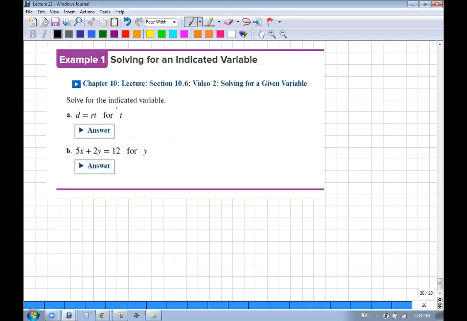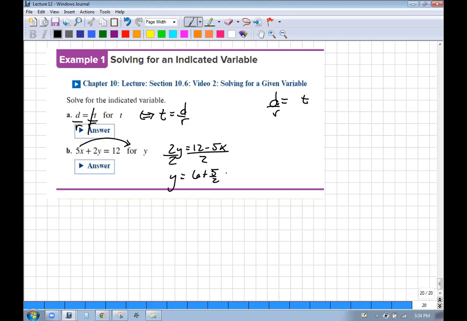Solve for t. Oh, here's t. Let's get that r off of its back. So we have t is d over r. You can see basically we're just going whoop, right? Over here we need to get y by itself. Let's move the 5x over. And now we can divide both sides by 2. Right? 6 and 5 halves. Okay, does that make sense?